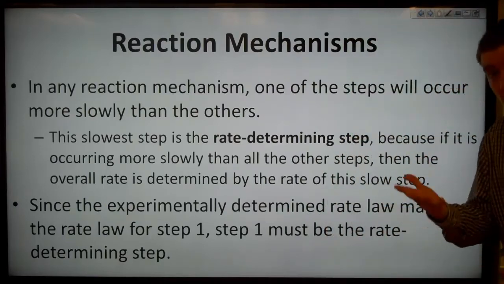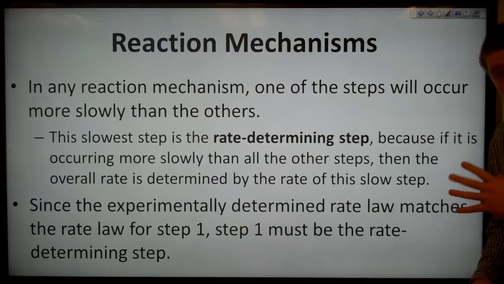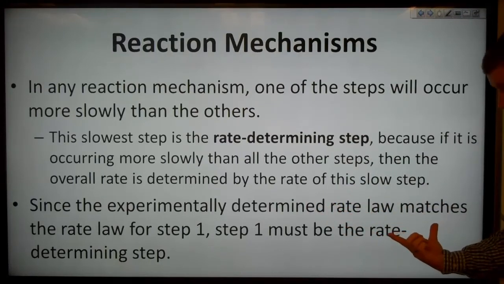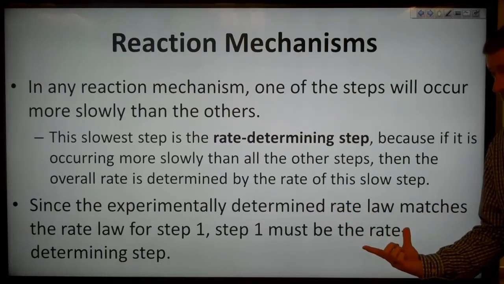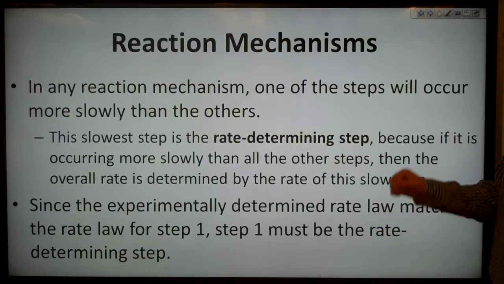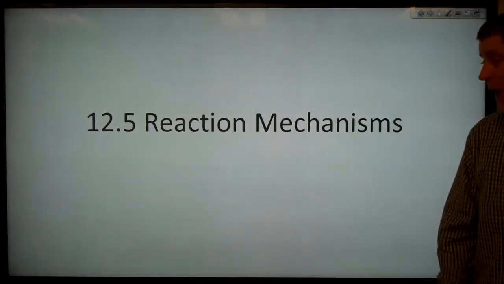So there's going to be somebody that's moving slower. Just like that, in a mechanism, there's some step that's occurring slower than all the other steps. That's our rate determining step. So since the experimentally determined rate law matches the rate law for step 1, this means that step 1 has to be our rate determining step or our rate limiting step. So that was reaction mechanisms.